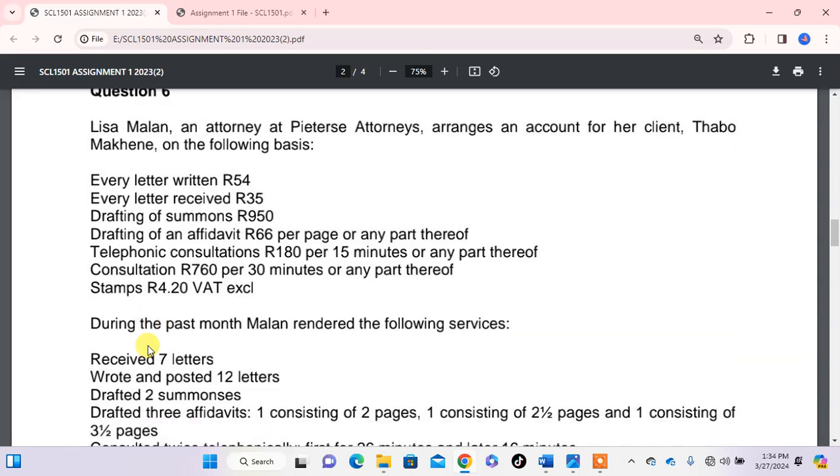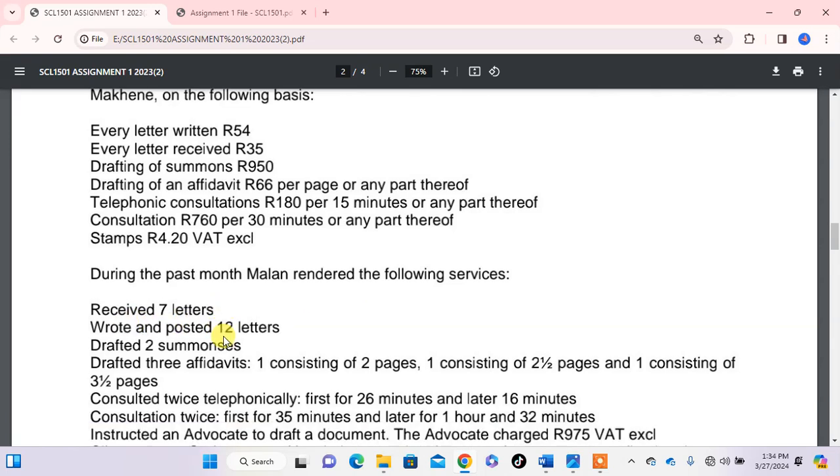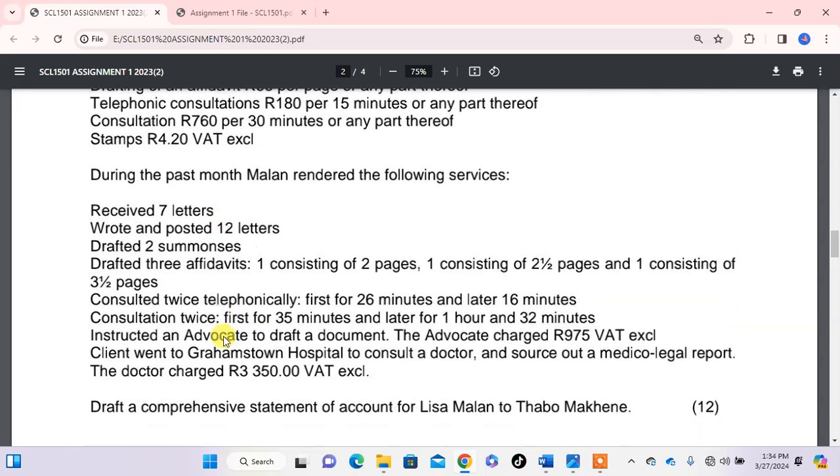During the past month, Milan rendered the following services. He received 7 letters, wrote and posted 12 letters, drafted 2 summonses, drafted 3 affidavits, 1 consisting of 2 pages, 1 consisting of 2.5 pages, and 1 consisting of 3.5 pages. Consulted twice telephonically, first for 26 minutes and later 16 minutes. Consultation twice, first for 35 minutes and later for 1 hour and 32 minutes. Instructed an advocate to draft a document. The advocate charged 975 VAT exclusive.